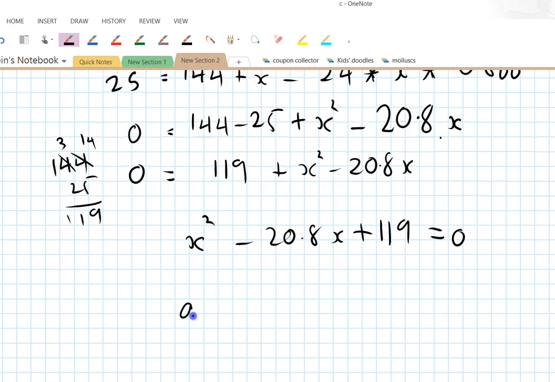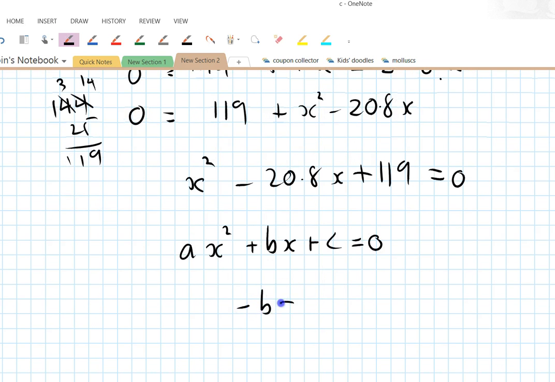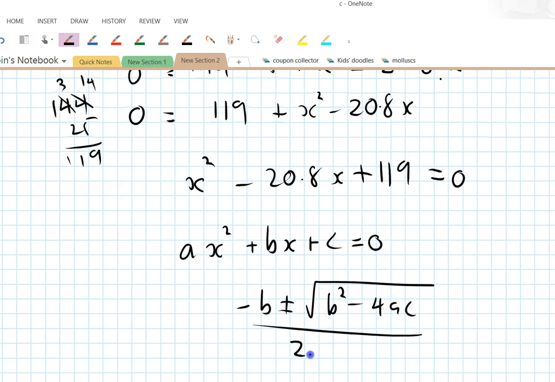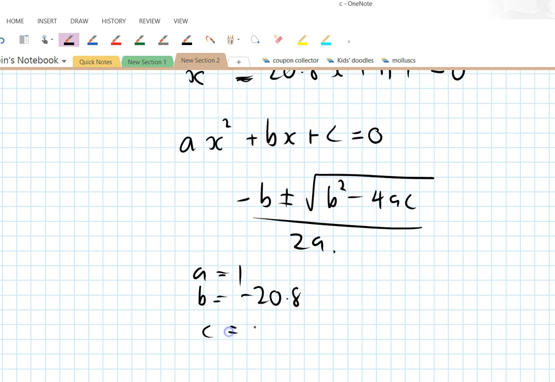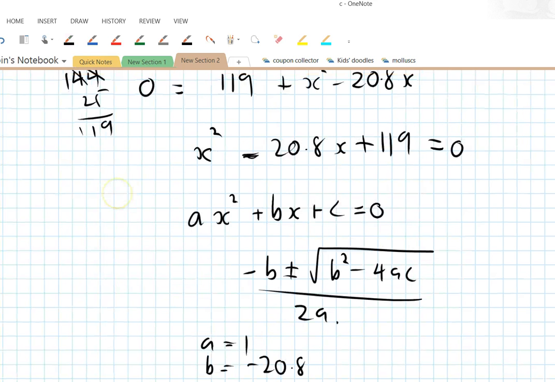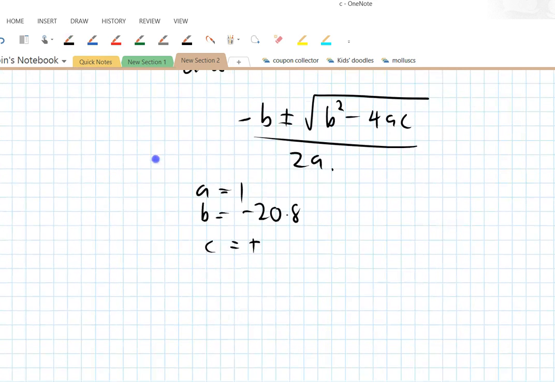Now, I'm sure you'll remember that the solution for a quadratic equation is this. It's minus b plus or minus the square root of b squared minus 4ac, over 2a. And in this case, what have we got? We've got a equals 1 because the coefficient of x squared is 1. We've got b equals minus 20.8 because it's minus 20.8x. And c equals plus 119. So all we do is plug and chug.